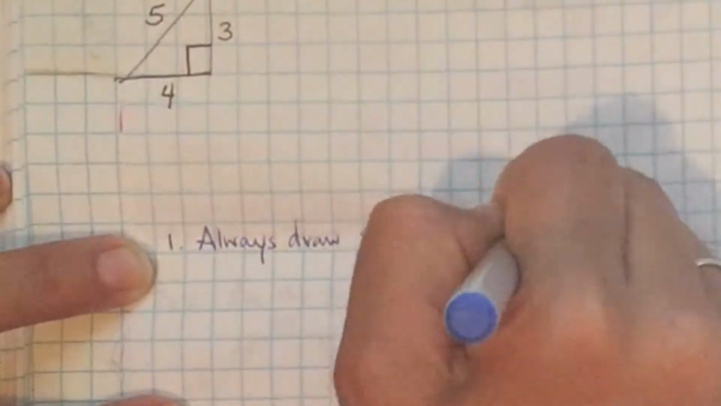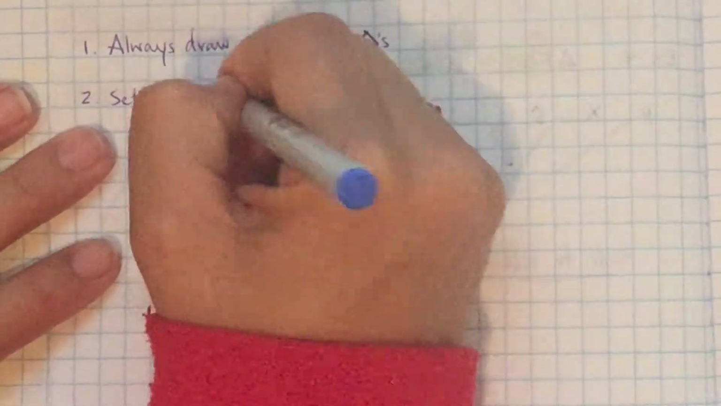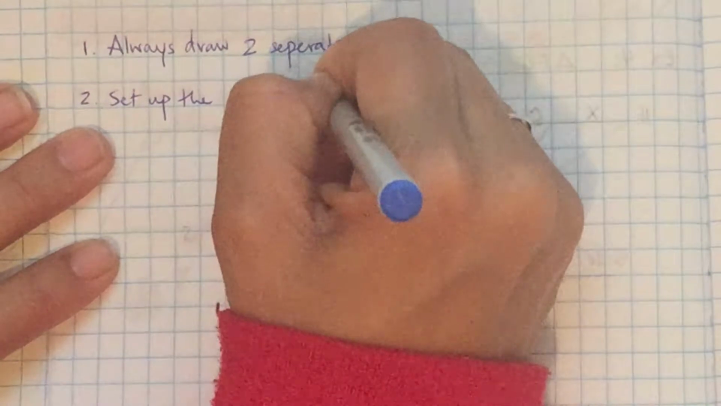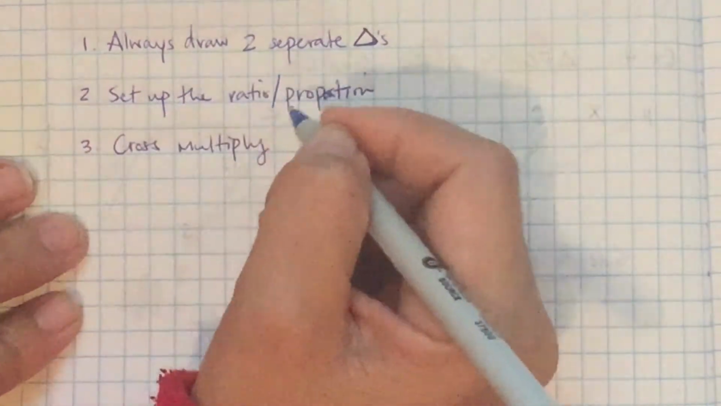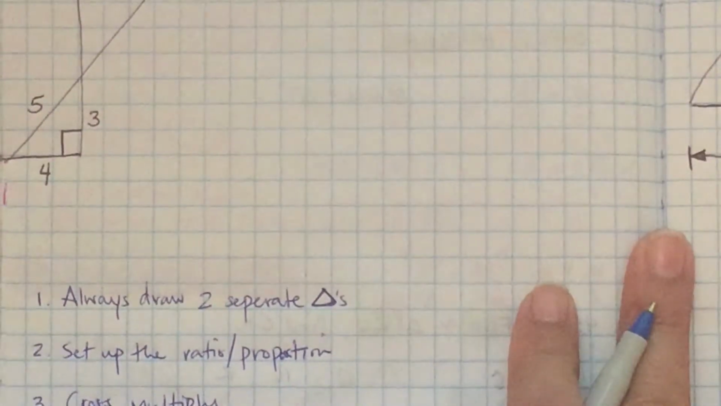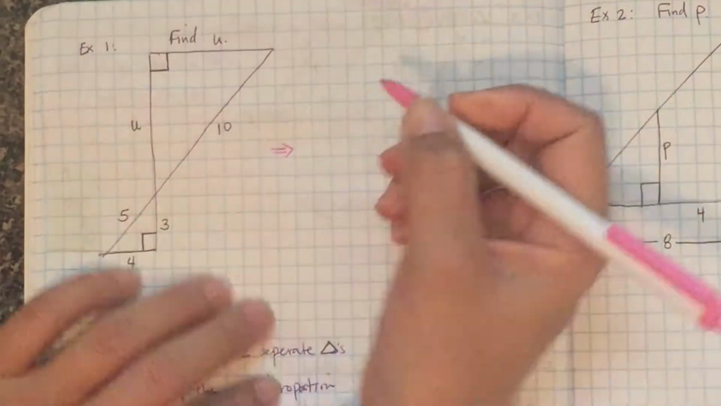Alright, so step 1, always draw two separate triangles. Step 2, set up the ratios/proportions. And by the way, ratio is just a fraction. Proportion is when you have the two fractions together. Number 3, cross multiply, and then number 4, solve it. That's pretty much all the steps that you need. So just the same as before, the only difference is always draw two separate triangles.